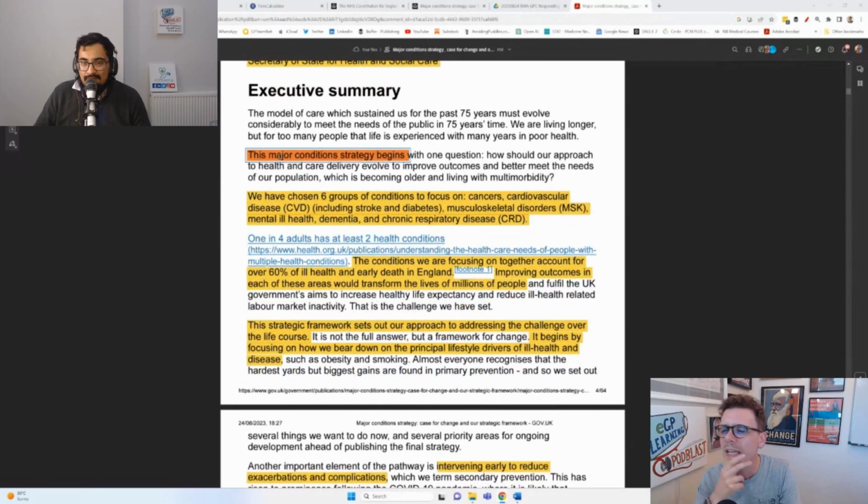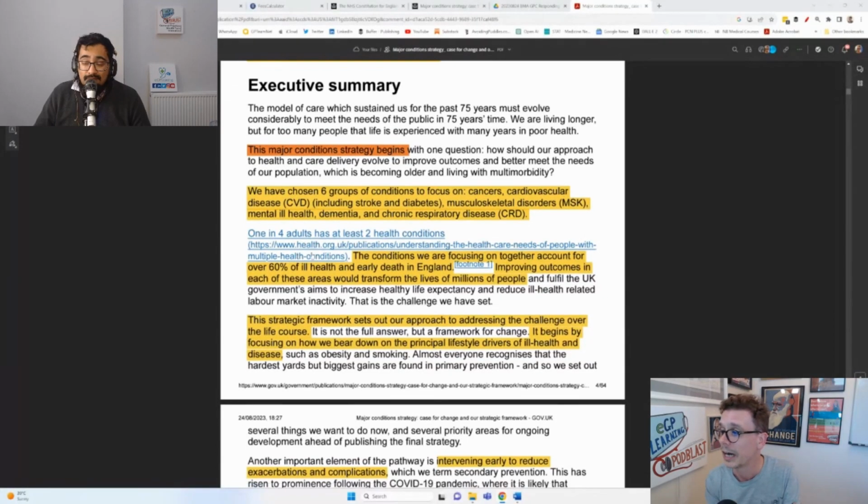So just picking out the key themes, really. It's a major conditions strategy, so it is about how we can tackle those 6 big disease areas. That's what it's about. It just says here, and I think they do give some more stats in chapter 1, that together these account for 60% of ill health and early death in England, those six diseases. So that's why they're choosing to focus on them, and that sounds very sensible. And they say if we can improve these, we can have a big impact on people's lives, and that must be true.